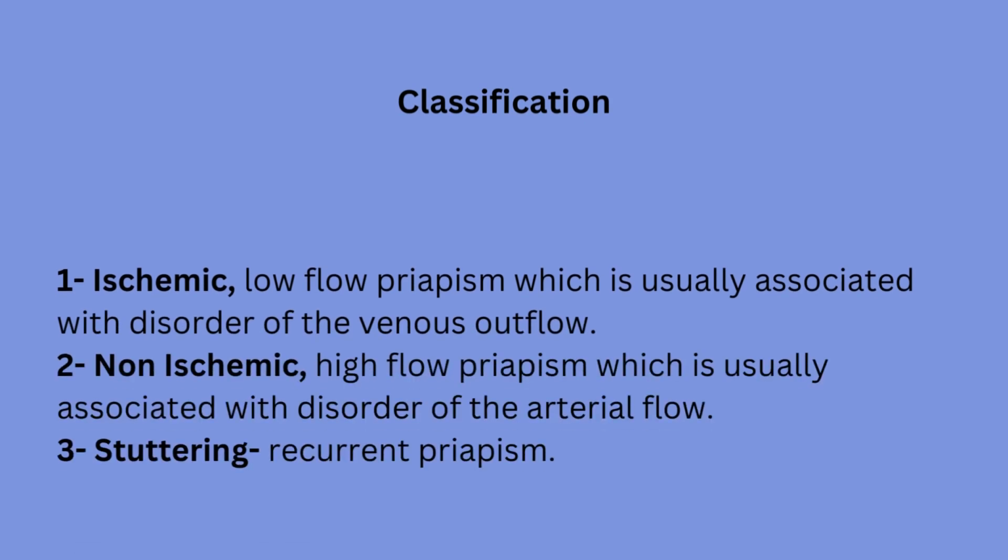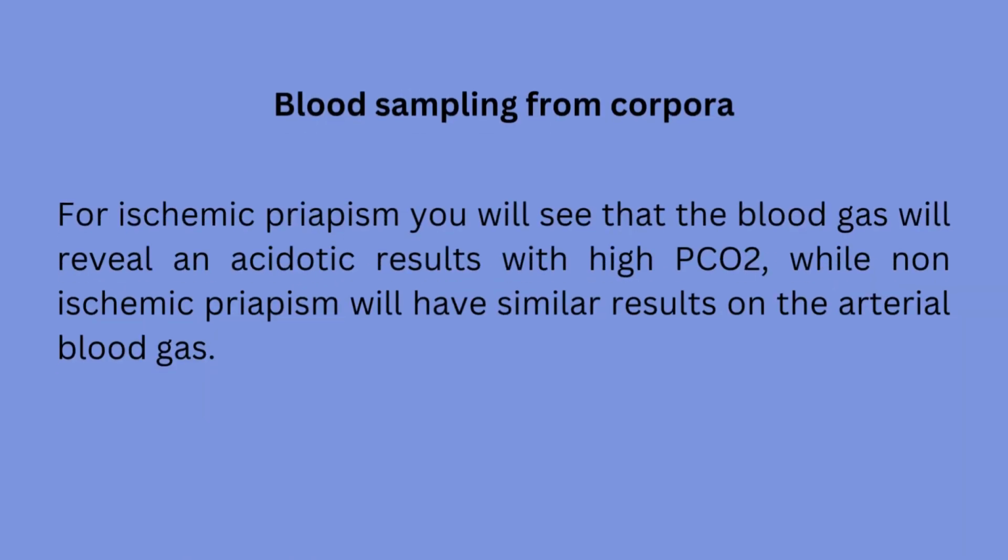Classification. Ischemic, low-flow priapism which is usually associated with disorder of the venous outflow. Non-ischemic, high-flow priapism which is usually associated with disorder of the arterial flow. Stuttering recurrent priapism. Blood sampling from corpora. For ischemic priapism you will see that the blood gas will reveal an acidotic result with high PCO2, while non-ischemic priapism will have similar results on the arterial blood gas.